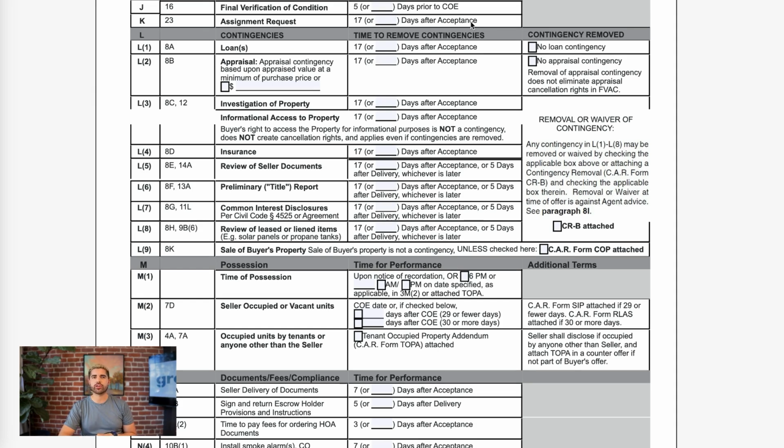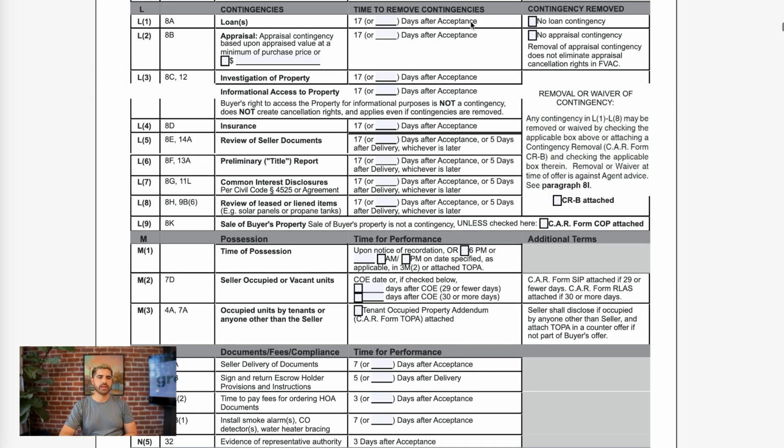Assignment request is if you're a business entity, it's just who was the assigned person to sign and make sure we have all that information. The next section is contingencies, and this is a really important section. Contingencies are the thresholds that we have in place to move the deal forward while protecting your deposit.